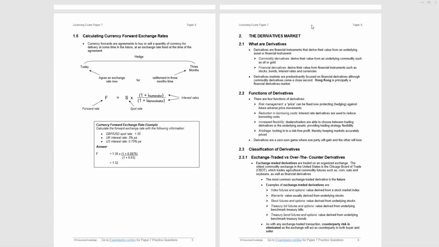Now, it's very important that you're comfortable with that formula and you can perform the calculation for the exam. Okay, let's look at the derivatives market.